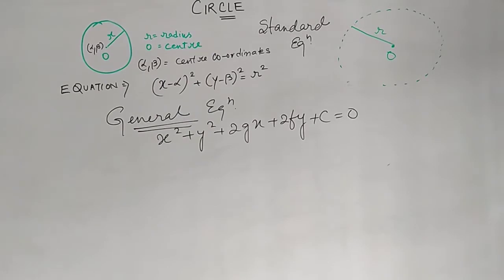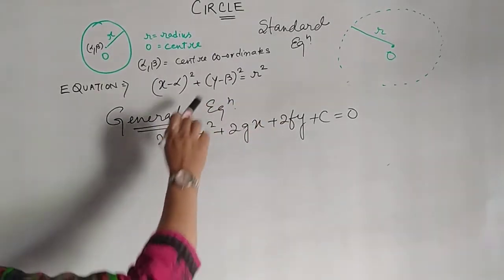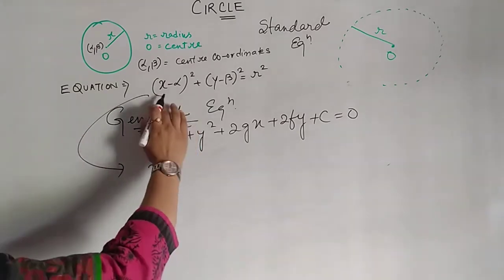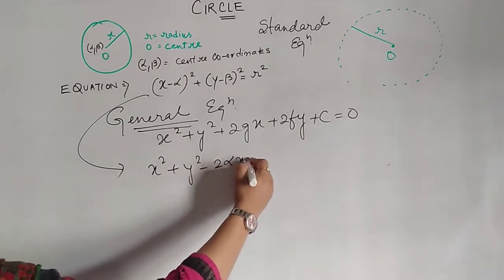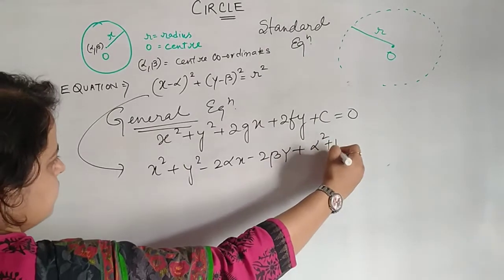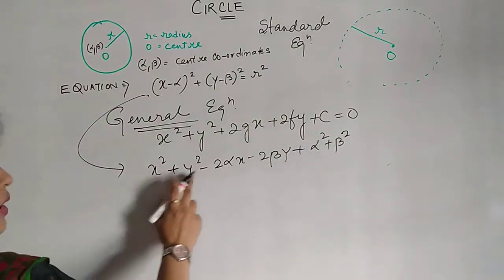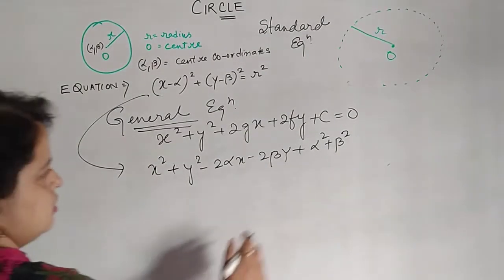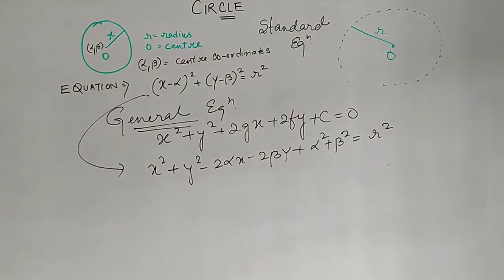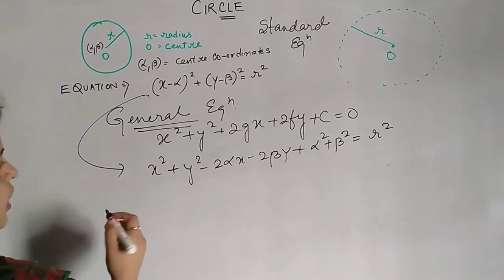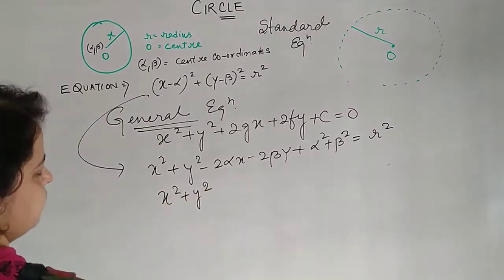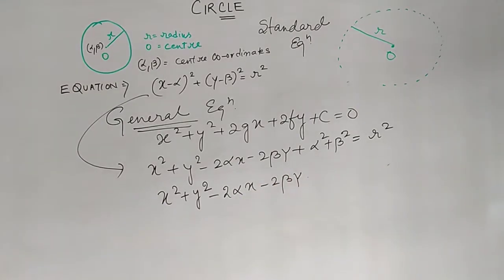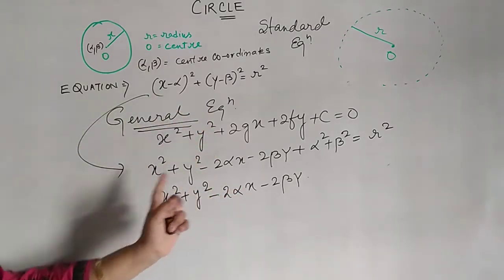Now let me show why the general equation is different from this. Actually, it is the same thing only. How is it the same? Let us see. If you expand this one, what are you going to get? You get the expansion of the whole square formula, that is x square plus alpha square minus 2 alpha x, y square plus beta square minus 2 beta y is equal to r square, the radius square which is always there. This is the expansion of the formula where you have all 6 terms.